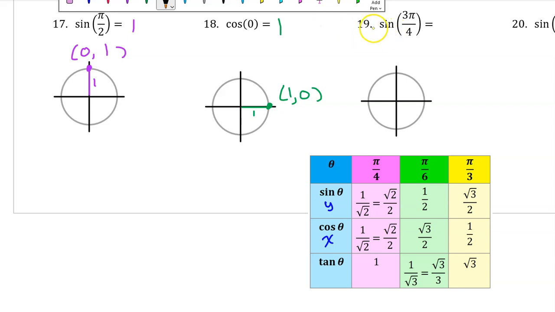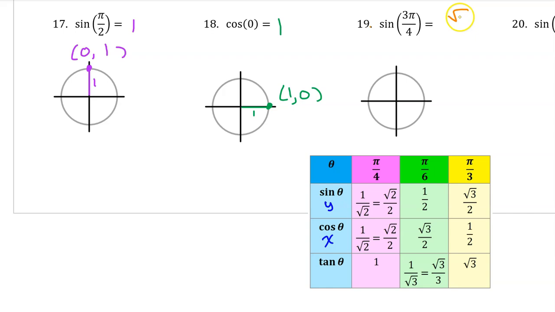The sine of 3 pi over 4 will be the same as the sine of pi over 4, which is radical 2 over 2. Except it might be negative depending on the quadrant. Pi is right here. With a denominator of 4, we will think of this as 4 pi over 4. So 3 pi over 4 is one multiple before this. 3 pi over 4 will be right here in the second quadrant.